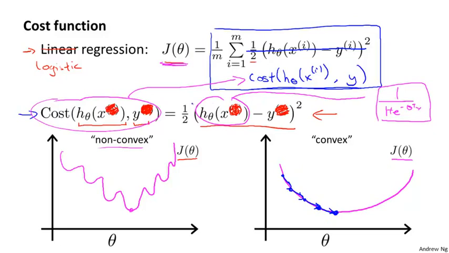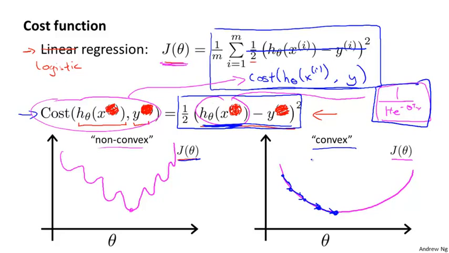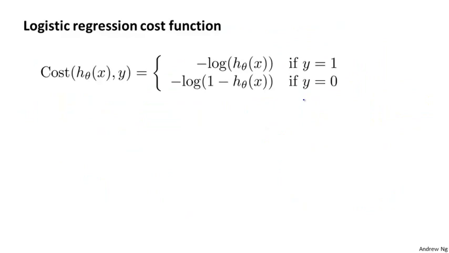And the problem with using the squared cost function is that because of this very nonlinear sigmoid function that appears in the middle here, J of theta ends up being a non-convex function if you were to define it as the squared cost function. So what we'd like to do is to instead come up with a different cost function that is convex, so that we can apply a great algorithm like gradient descent and be guaranteed to find the global minimum. Here's the cost function that we're going to use for logistic regression.